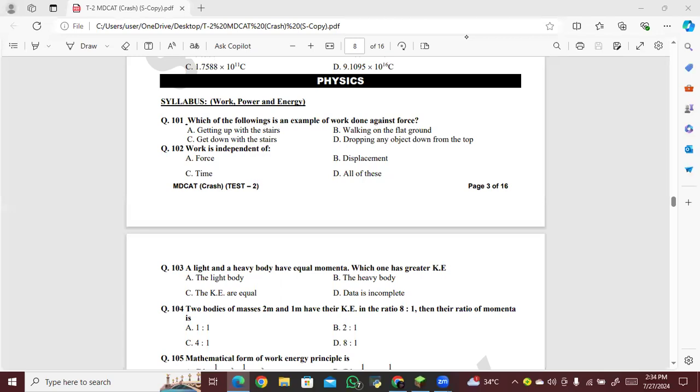two MCQs. So let's start the first MCQ, that is question number 101. Which of the following is an example of work done against force? So work done against force is walking on a flat ground.